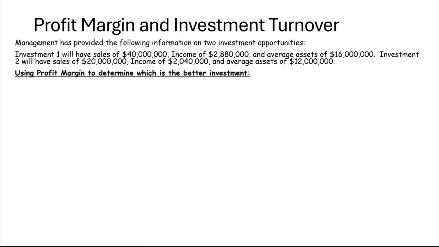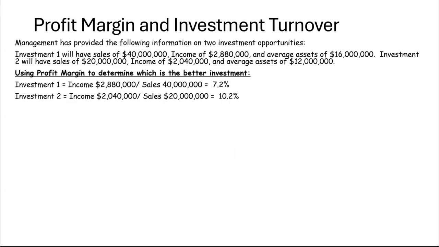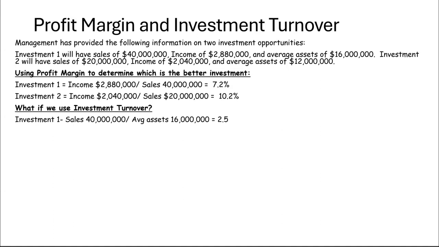So let's take a look at our same problem, and let's take a look at profit margin. For investment 1, it's 7.2%. For investment 2, it's better, 10.2%. Now let's take a look at investment turnover. For investment 1, it's 2.5, and for investment 2, it's 1.7. In this case, again, investment 1 is better.